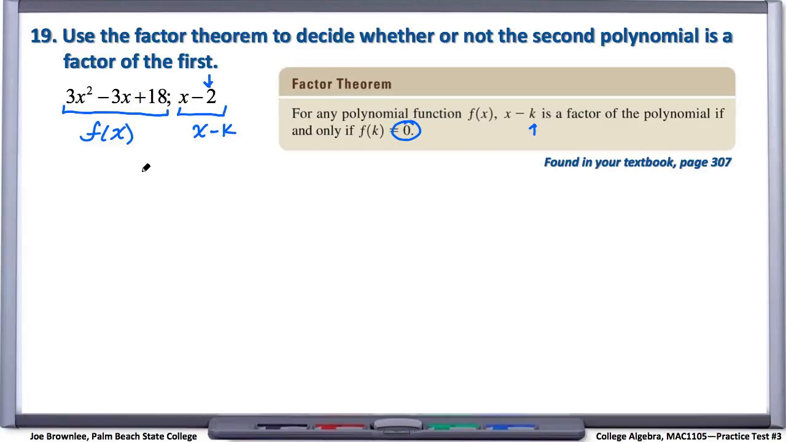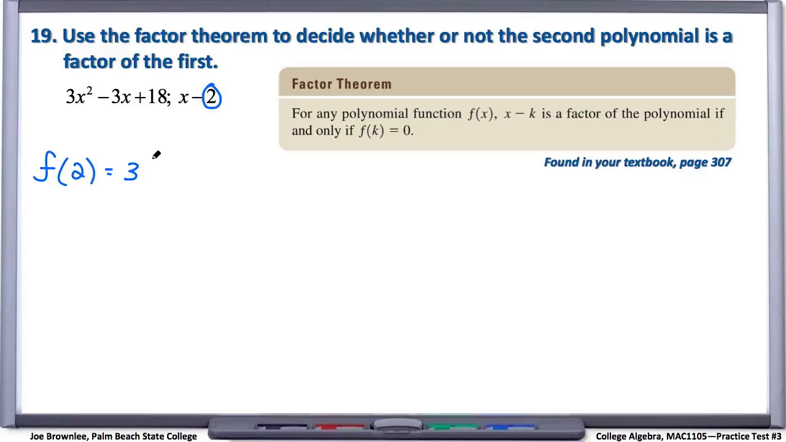All right, so let's go ahead and do that now, and I'll clean this up a little so we're not quite so distracted. So we're going to test to see whether or not we get 0 when we evaluate f of 2, right? We're evaluating f of k, and we've established that k is positive 2. So all we're going to do is plug 2 in and see what happens.